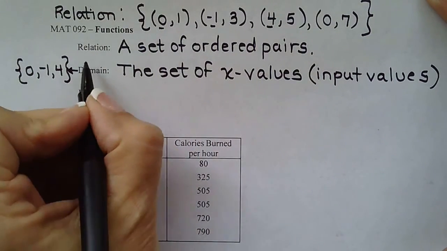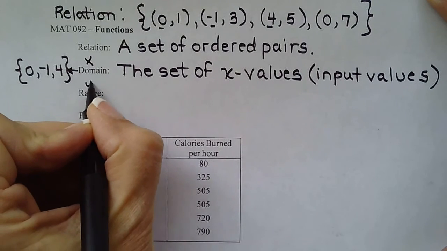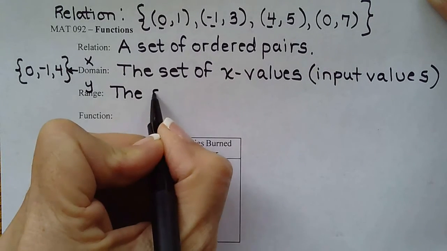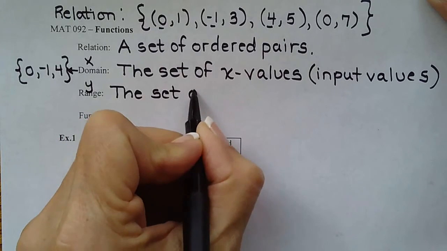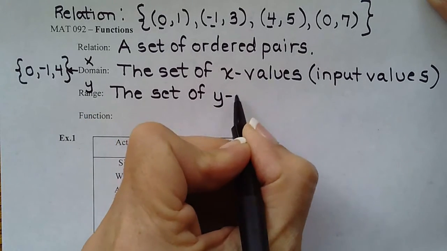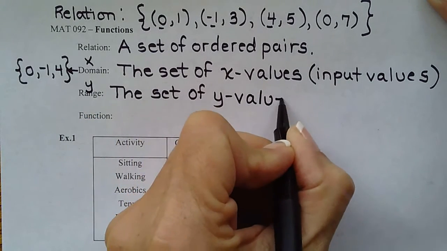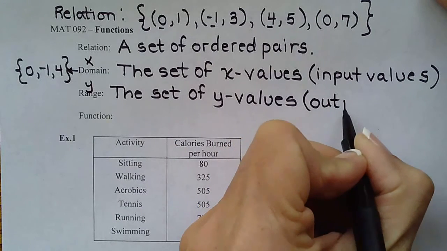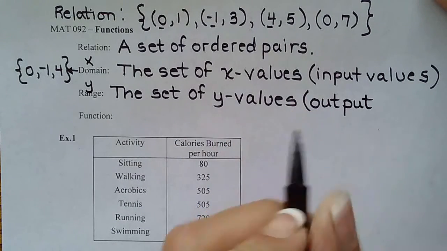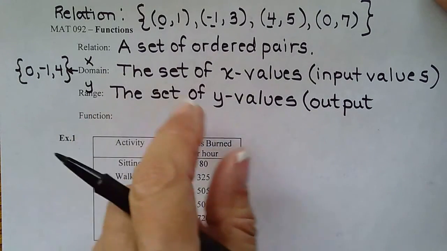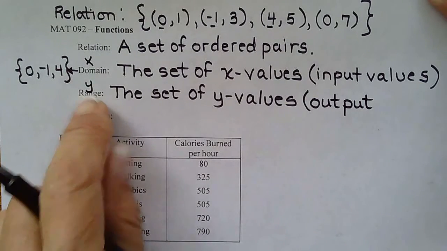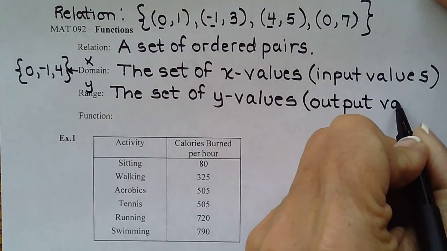The range, you can probably guess, are the set of y values. And as you can probably guess, those are called the output values. The reason they get these names is because we input x, type it in our calculator, and the answer is going to be our y, and that's why it's called the output.